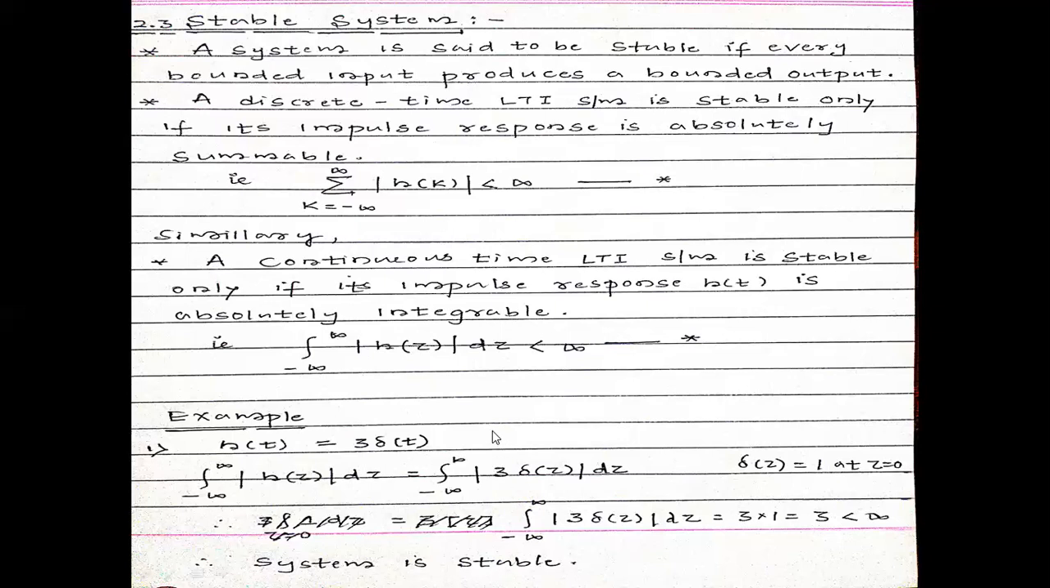So this is about the three system properties of the LTI system in terms of its impulse response, either h of t or h of n. In the next video, we'll be discussing the step response of the LTI system, and we'll also solve a few examples on these three properties.